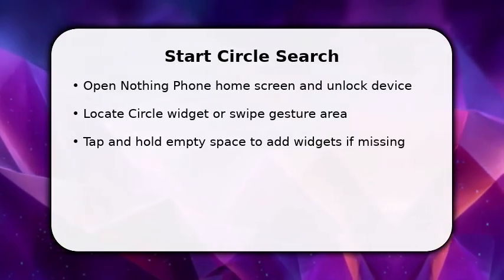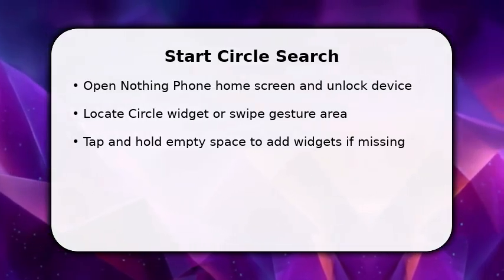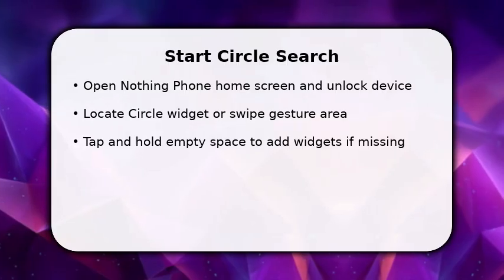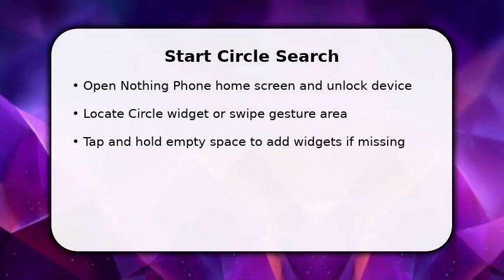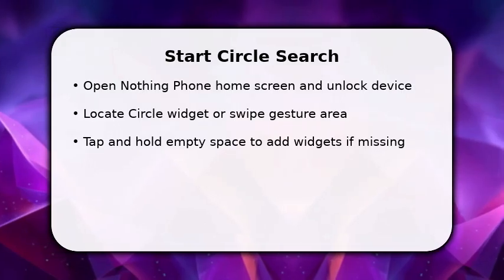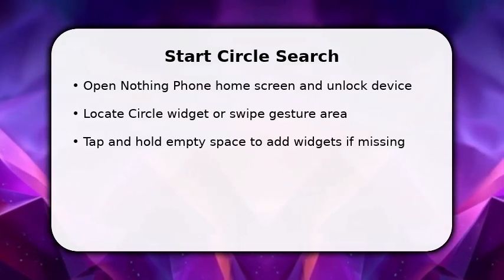If the circle control isn't present, long press an empty part of the home screen and choose Widgets, then add the Circle Search widget. Make sure to place it close to your thumb for quick reach and to confirm it appears on the active home page.